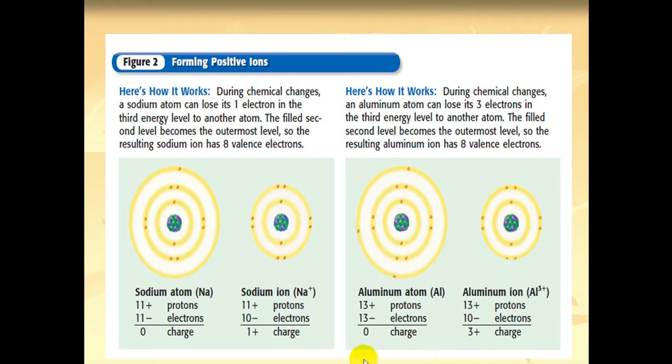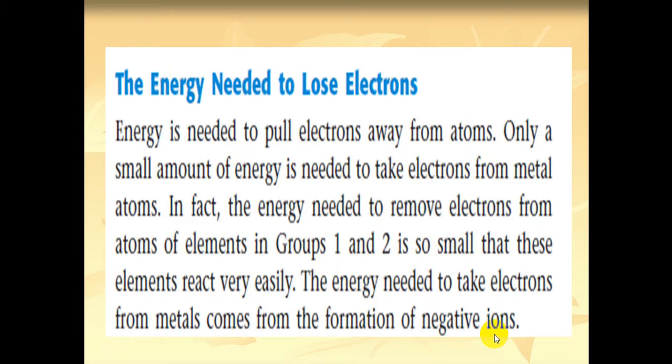The positive ions can have 1 positive or 3 or 2. It depends on the kind of element. Energy needed to lose electrons. For atoms to lose electrons, they need to take energy in exchange for them, like money. When you go to buy something, you have to pay money. So when atoms take electrons from other atoms, they have to give energy, like money. So energy is needed to pull electrons away from atoms. So to take electrons away from atoms, they need to get energy in exchange for these electrons.